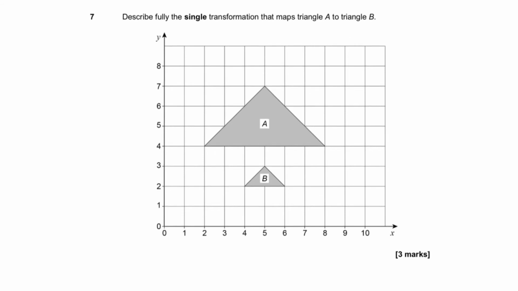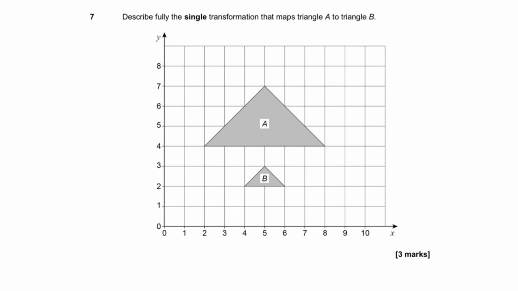So our next question says, describe fully the single transformation that maps triangle A to triangle B. Our first clue is that triangle B is a different size than triangle A, so we must be looking at an enlargement. Our other clue is that triangle B is smaller than triangle A, so we must be looking at an enlargement scale of less than 1.